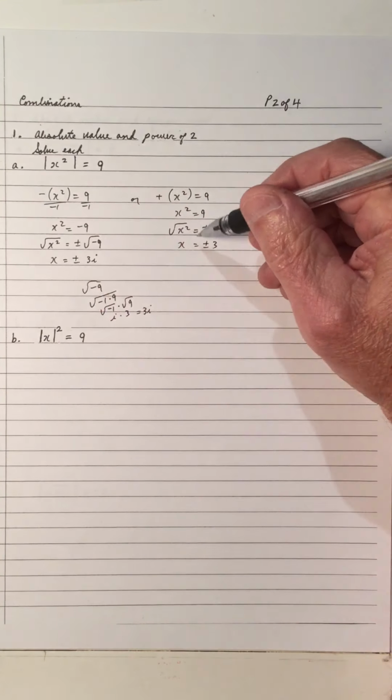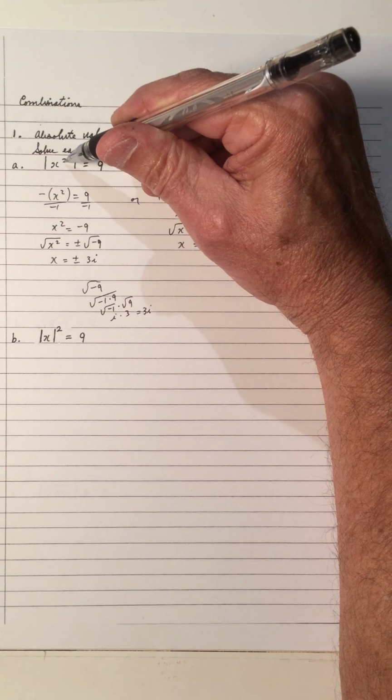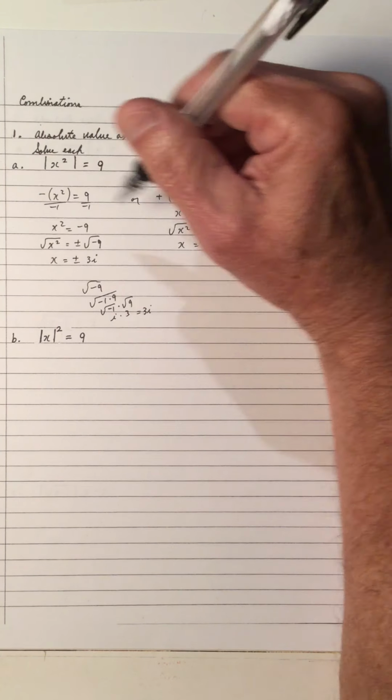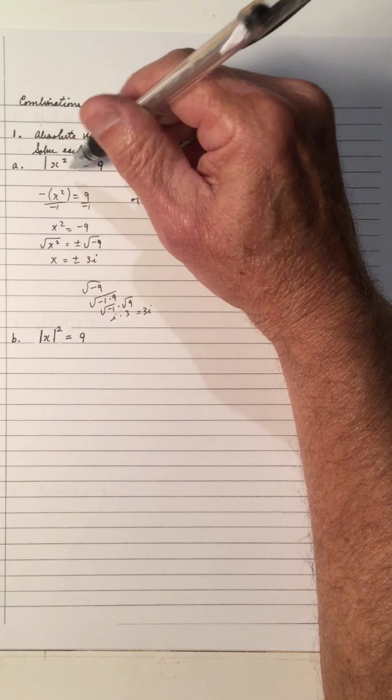The 3 is okay. 3 and then minus 3, because 3 squared is 9. The absolute value of 9 is 9. We put a negative 3 in here. Negative 3 squared is 9. The absolute value is 9.